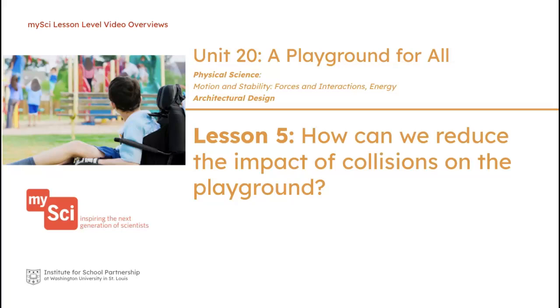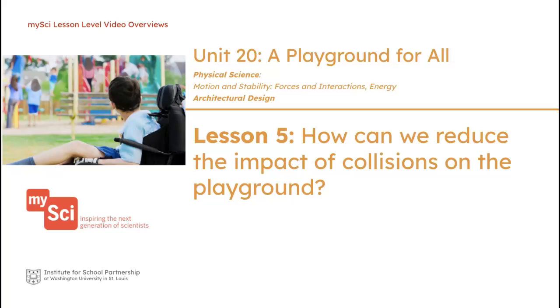In this lesson, students will work to answer the question, how can we reduce the impact of collisions on the playground? Students investigate ways kids can get hurt on the playground by investigating collisions using balls, ramps, and different surface materials. Students figure out when objects collide, energy is transferred, which can change an object's motion or produce a sound. The more massive an object, the more energy it transfers in a collision. This results in a greater change in motion.